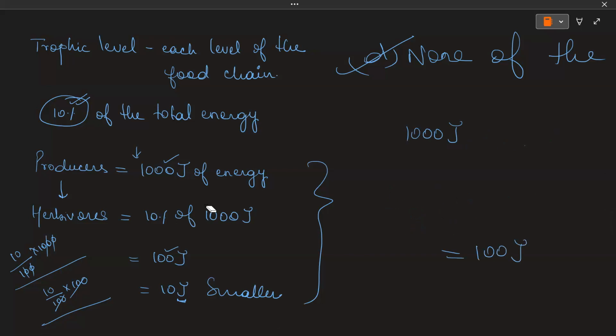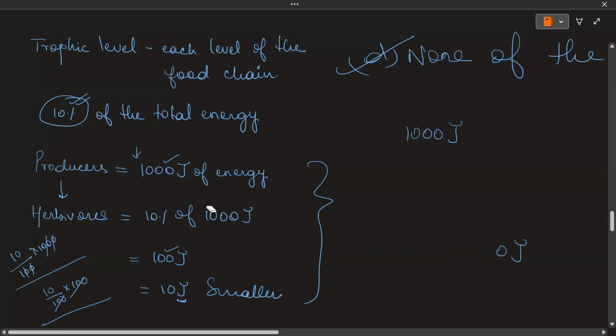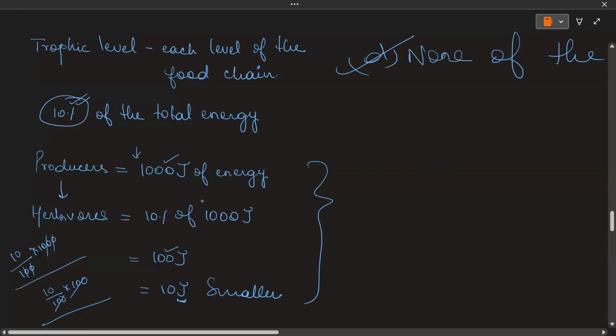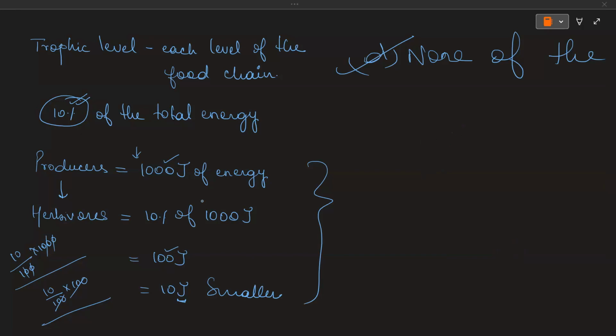Don't always think that it would come in round numbers. It can come in different numbers also, like 909, 9, any number can come. So be prepared for taking out the percentage. Okay. Ma'am, can you scroll down? Yes, yes.